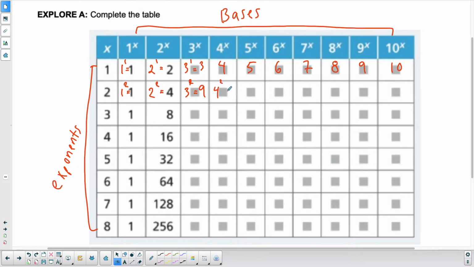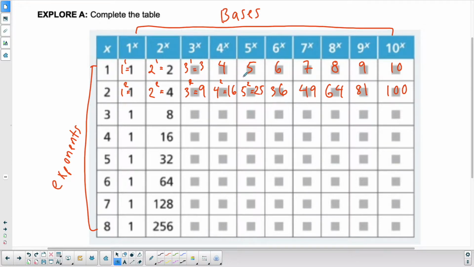4 to the second power, or 4 times 4, is 16. 5 to the second power, 5 times 5 is 25. 6 times 6, so you don't have to keep writing it out in exponent form if you get used to it. You could just do 6 times 6, which is 36. 7 times 7 is 49. 8 times 8 is 64. 9 times 9 is 81. And 10 times 10, or 10 to the second power, is 100.